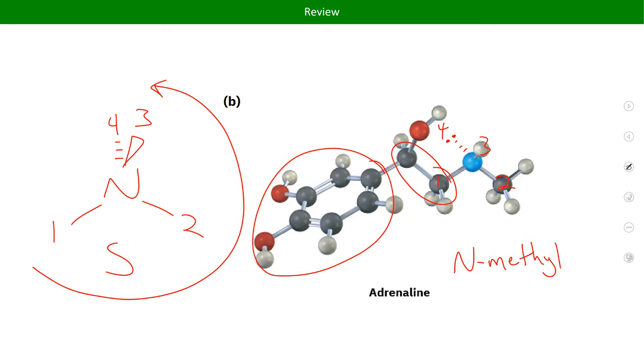You probably call that carbon one, that carbon two. N-methyl-2-hydroxyethanamine, and then throw that 3,4-dihydroxyphenyl in parentheses in front of that. So it works. We would have to say S, 2R. That's why adrenaline works well enough for us.